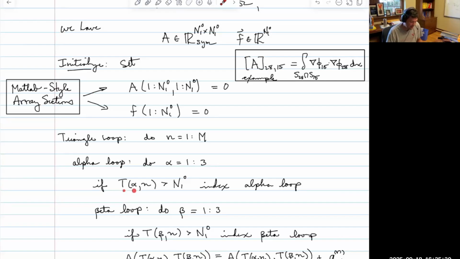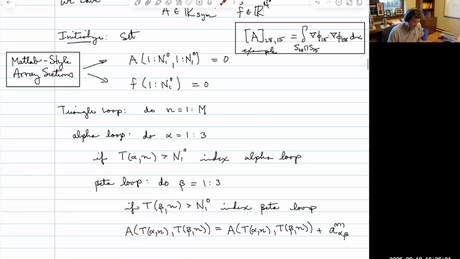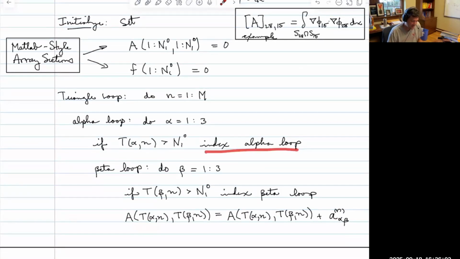If T(alpha, n), so this means if the triangle n local coordinate alpha gives us a global coordinate which is greater than n10, what does that mean? That means it's on the boundary. So this is going to be a boundary degree of freedom if this gets triggered. If this gets triggered, you're on the boundary, so you want to skip that because that doesn't come into play for our model problem. What does it mean to index a loop? It just means essentially go to the next value in that loop.